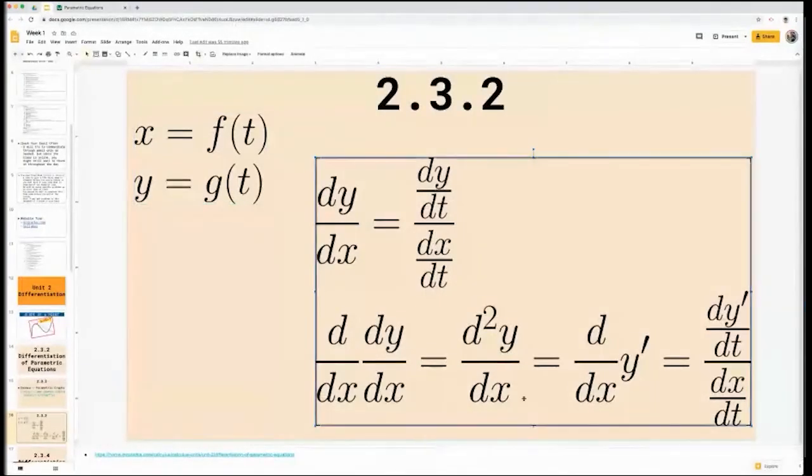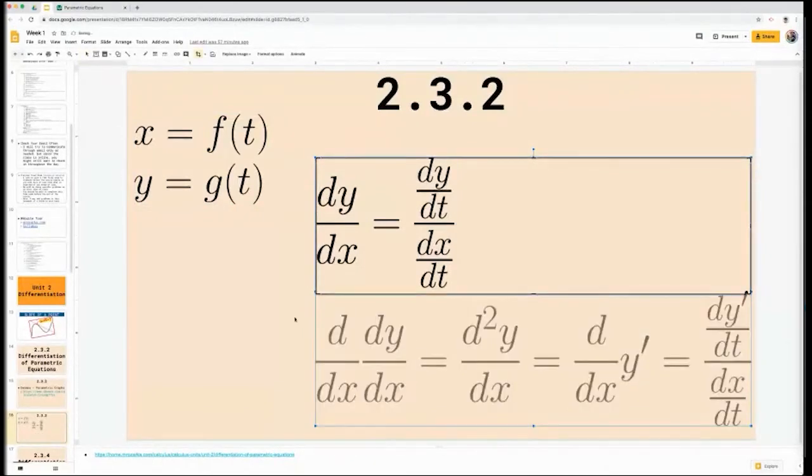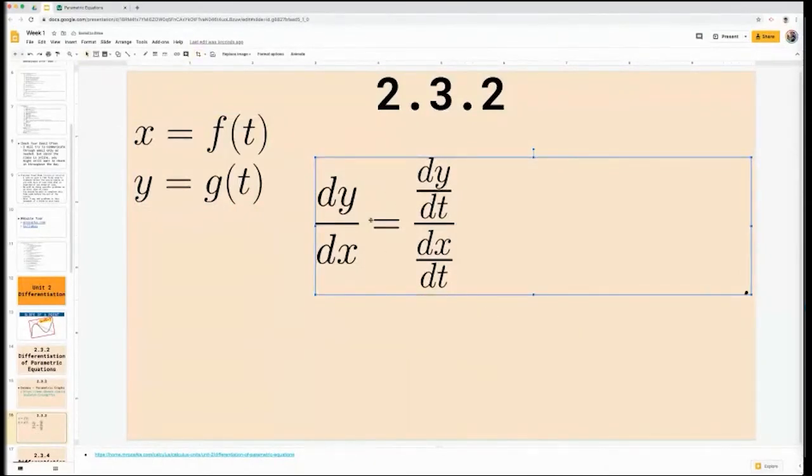This is actually the second derivative. I'm not going to worry so much about the second derivative part. This first derivative, though, is going to be important. And basically, you're just doing the derivative of y with respect to t divided by the derivative of x with respect to t. And you can see the dt's are basically going to cancel.